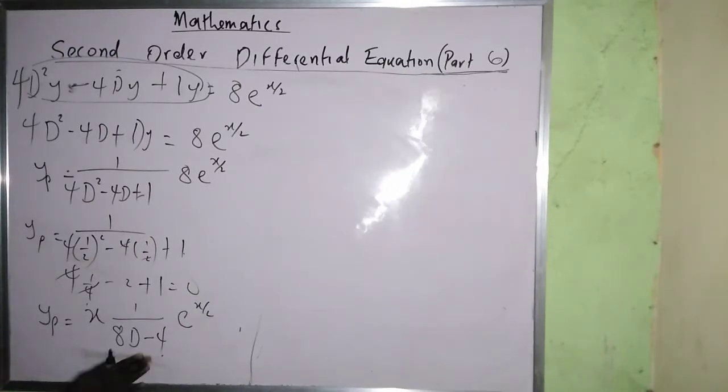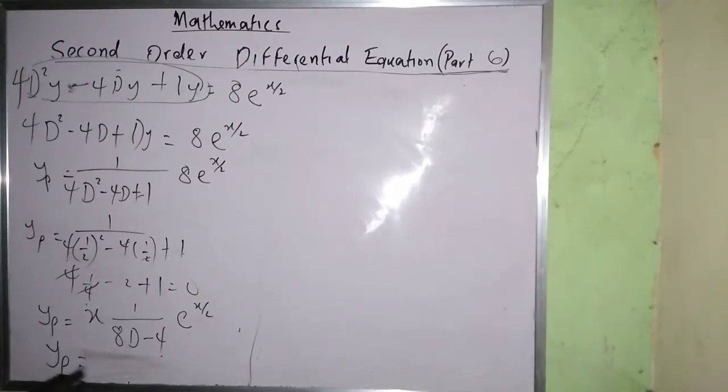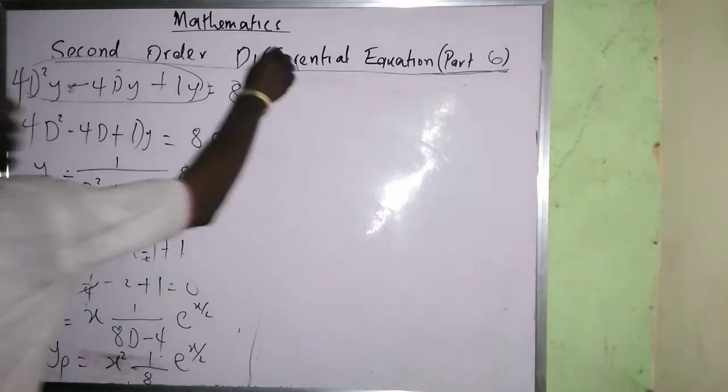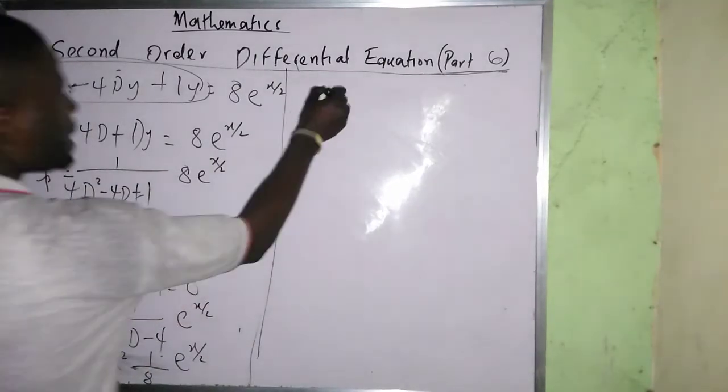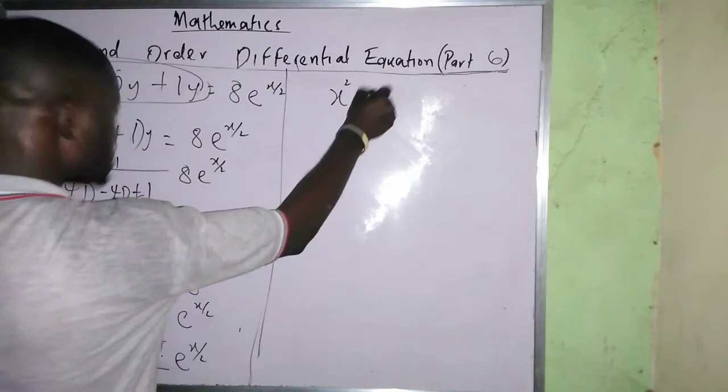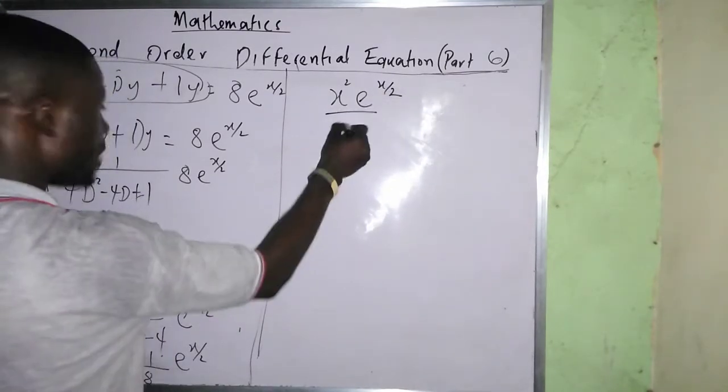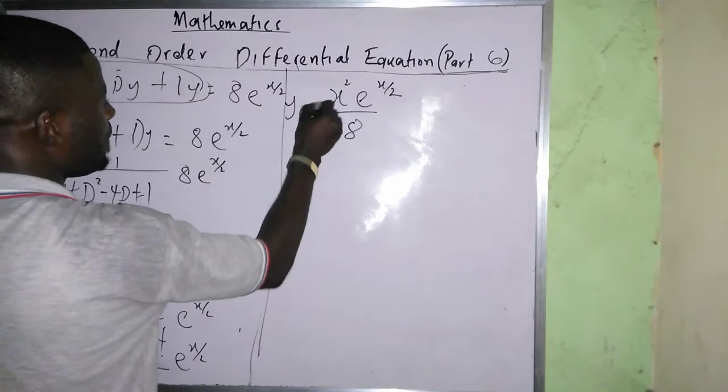It means I will differentiate it again. I will also call it y particular equals to 1. Once I differentiate it, I'll be having x multiplied by x, which is x squared, of 1 all over 8d, which is 8 of e of x all over 2. Now, once I substitute, I must not get 0 on my denominator. If I get 0, there will be a problem. So y particular is x squared e of x all over 2 divided by 8.